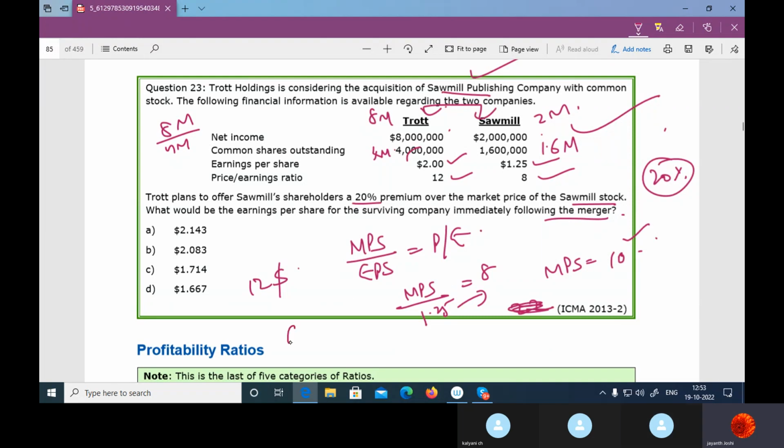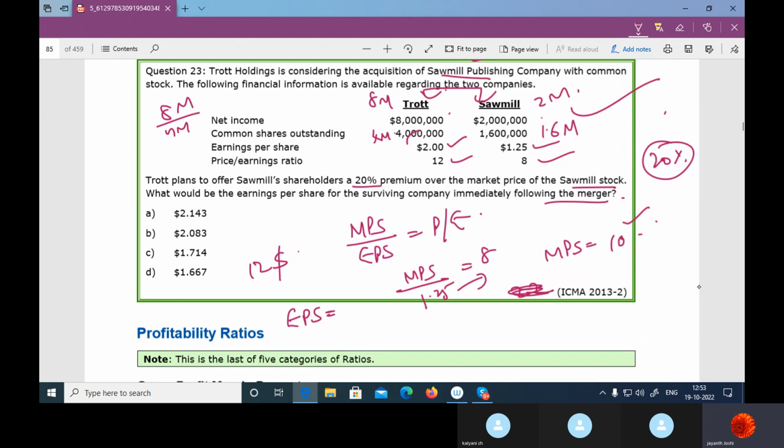So we have to find out EPS. EPS is equal to IAC by weighted average shares, income available to common shareholders by the weighted average number of shares. They are paying a 20% premium, so the market price we got is $10. Previously the market price was this. Because I want the surviving company, I just copy the EPS immediately following the merger. EPS is equal to market price per share by P/E ratio. That can give me the EPS.